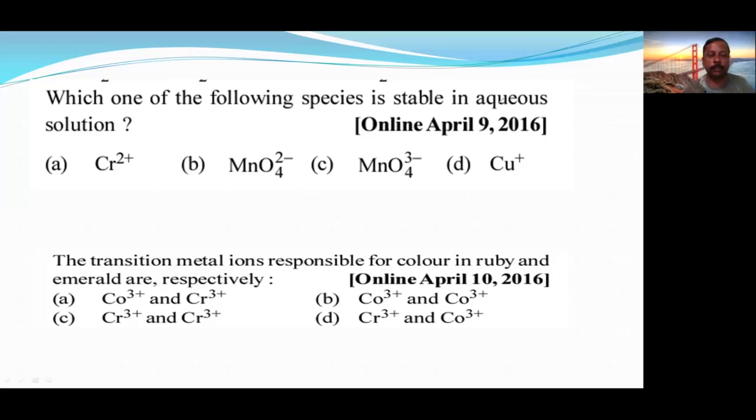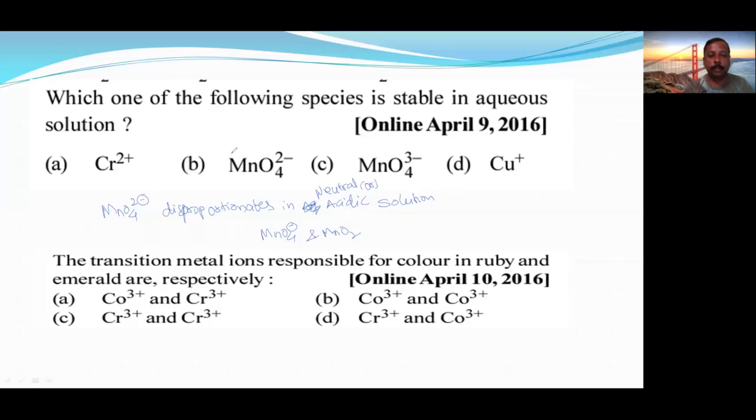Okay, next question. Which one of the following species is stable in aqueous solution? This is a question from online April 2016. Mostly you will find offline papers, but this is an online paper. The options are Cr2+, MnO4 2-, MnO4 3-, and Cu+.